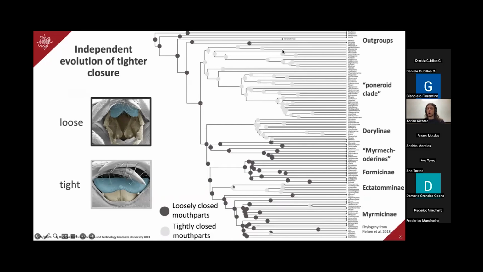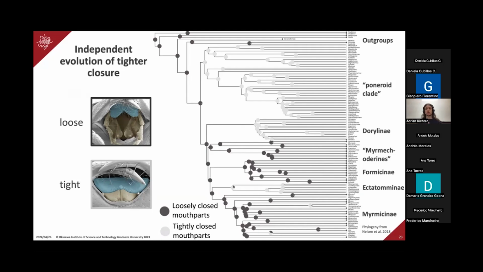That is mainly the whole poneroid clade. It is the subfamily Dorylines, which includes the army ants. It's the subfamily Ectatomines, and then a few other individual clades like many myrmecines, Myrmecia in the myrmecines, and some formicines as well.